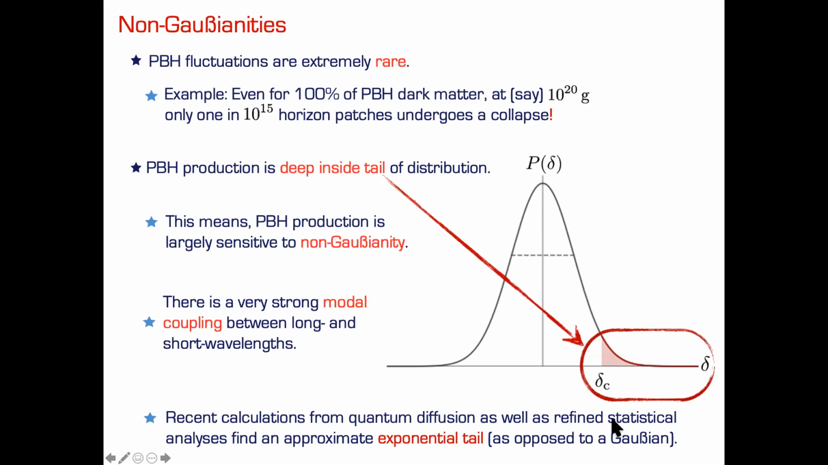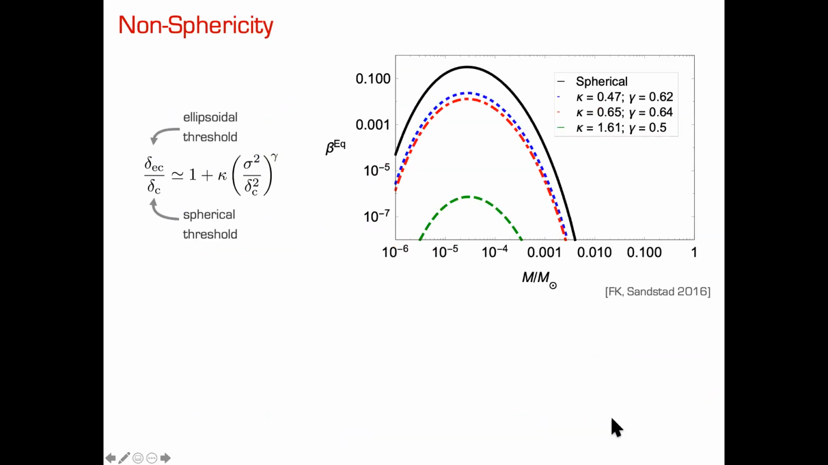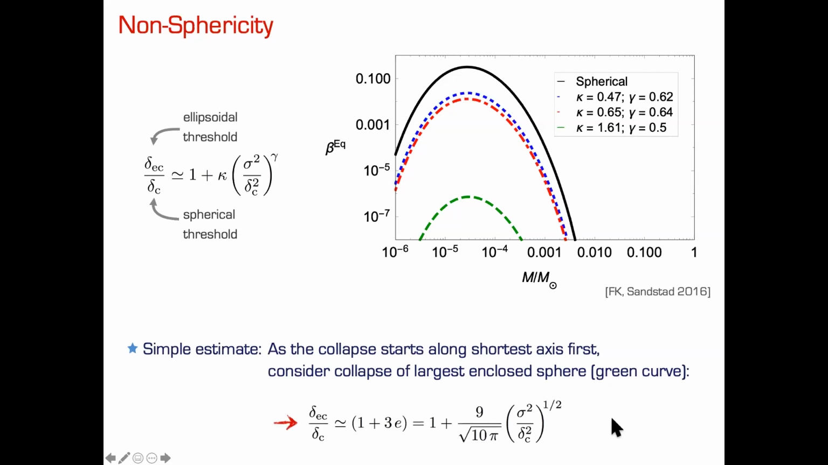Before we finish soon, another source of deviations is when you deviate from spherical symmetry. If you go to an ellipsoidal model as a simplistic generalization, what would happen is probably similar to the galaxy formation case. Here delta_EC is the ellipsoidal threshold, and delta_C is the spherical threshold. If you have something deviating from spherical symmetry, you generally increase the threshold. If you increase the threshold, you would produce fewer black holes.